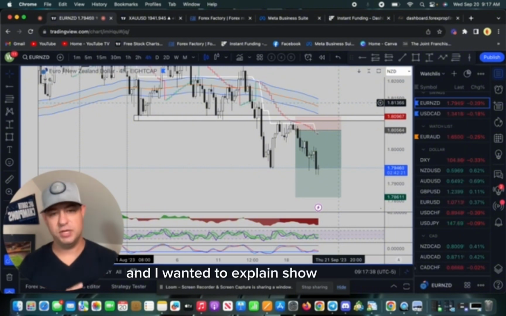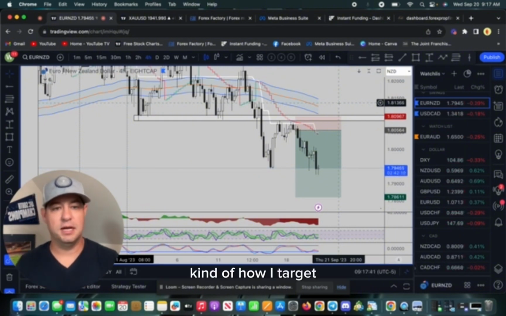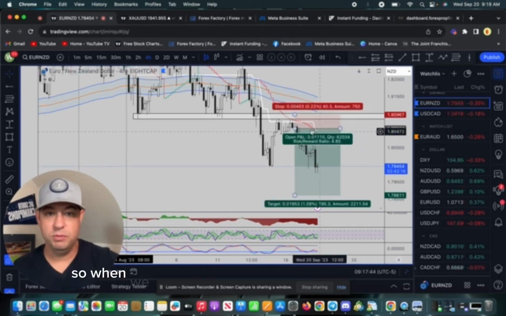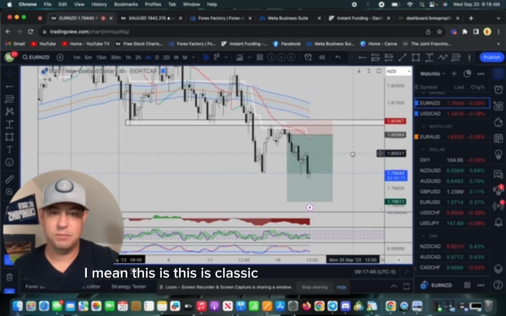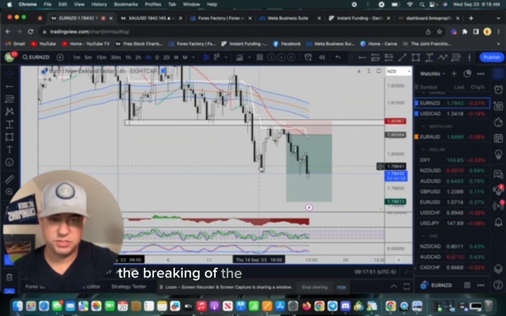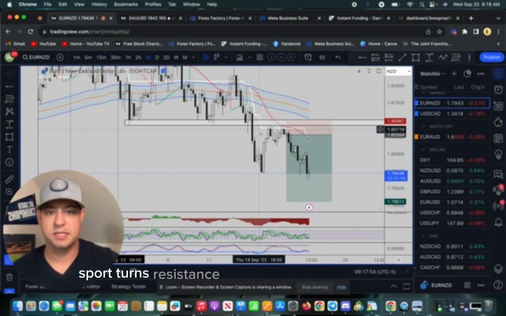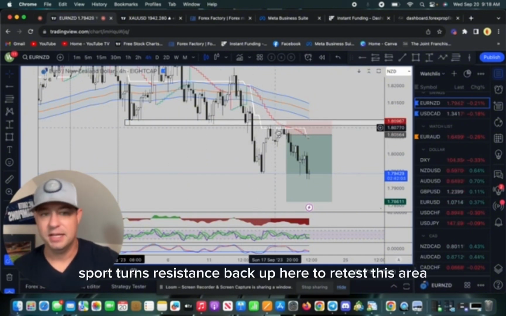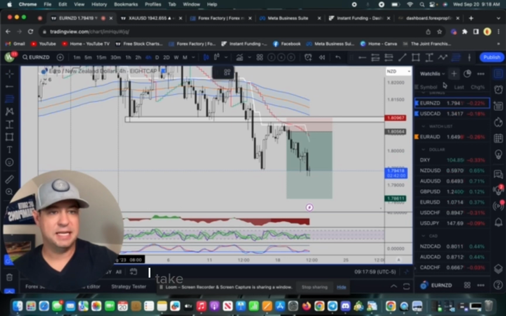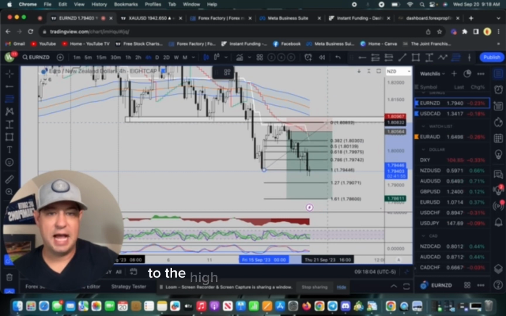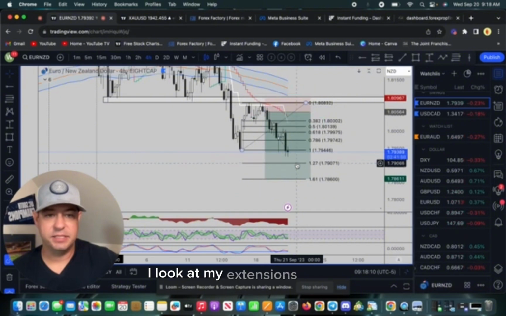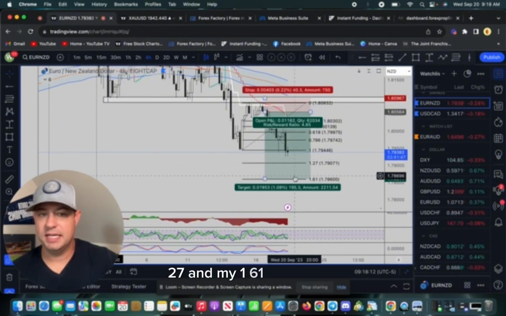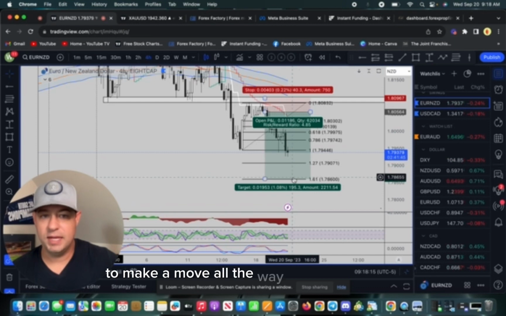And I wanted to explain and show you guys how I target my take profit points here. So when we get this good of a push down and pullback, I mean, this is classic market moves right here. The breaking of the support, back to make support turns resistance, back up here to retest this area and push down. So when that happens, I take out my Fibonacci's, all right, and I go from the low right here to the high of the pullback, okay? And so here, I look at my extensions and my 127 and my 161 extensions to make a move all the way down to this area.